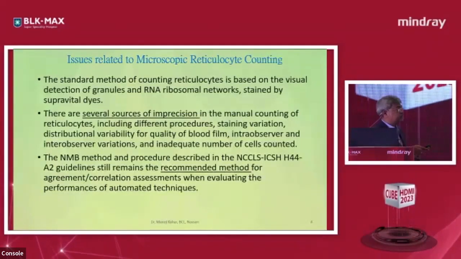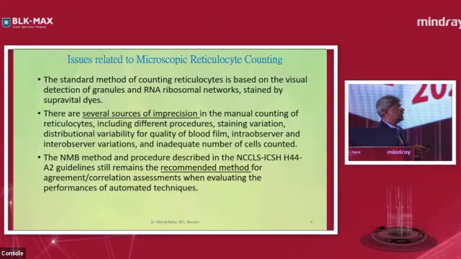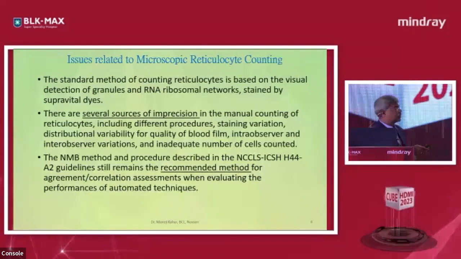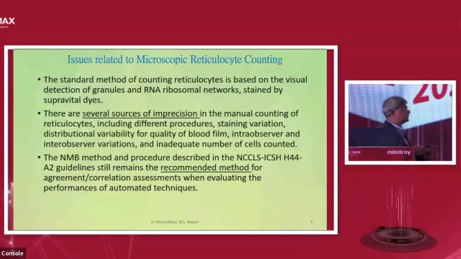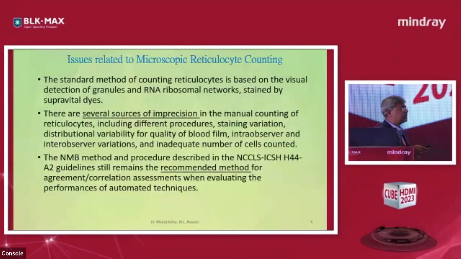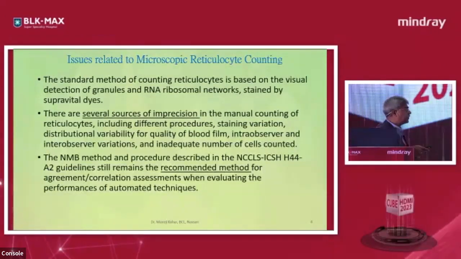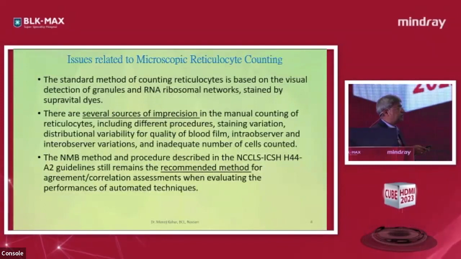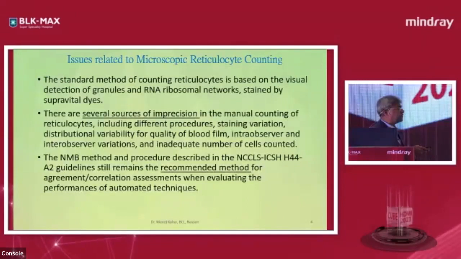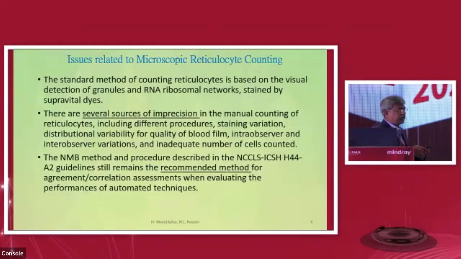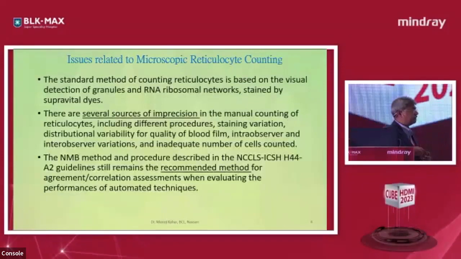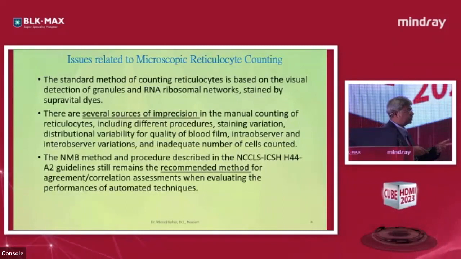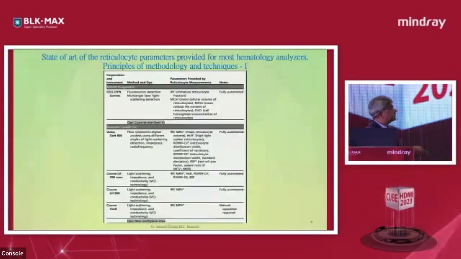and this is the reason why we have shifted to automated reticulocyte counts. And most of the manufacturers now, high-end instruments, they offer us the automated reticulocyte count, and the reason for this is the source of imprecision. Now, the new methylene blue method and procedure described in the NCCLS ICSH H44-A2 guidelines still remains the recommended method for agreement correlation assessments when evaluating the performance of automated techniques. So even though we have moved to automated techniques, the manual method is still considered the method of choice when we want to compare the results.